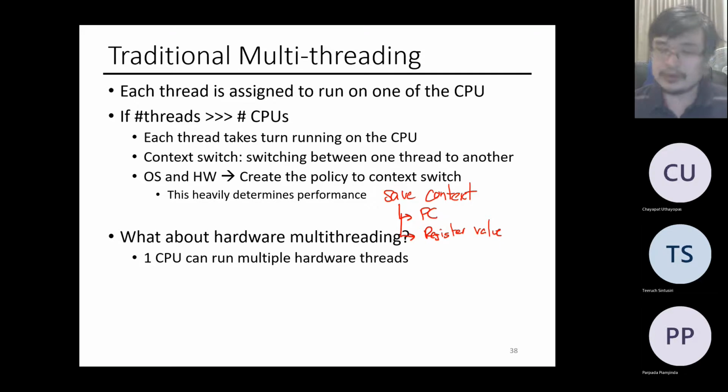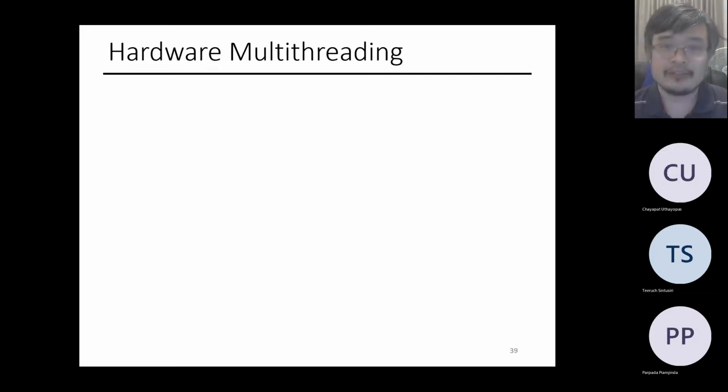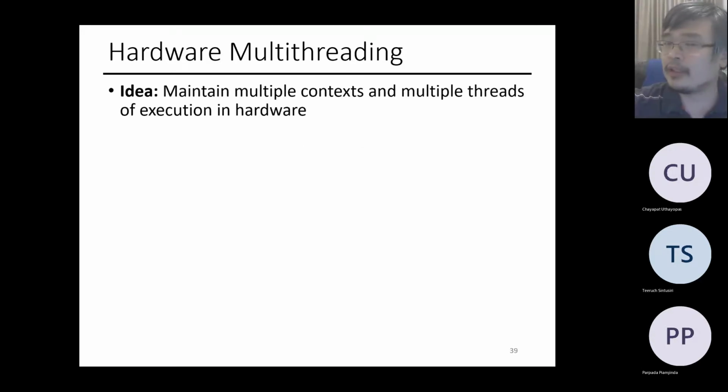What if we want to do this in hardware? For example, we can do something like hardware multi-threading. We have multiple program counters in my CPU, one for each thread. I have multiple copies of the register file, one for each thread. But then when I want to do a context switch, I just switch directly to another set of context, right?